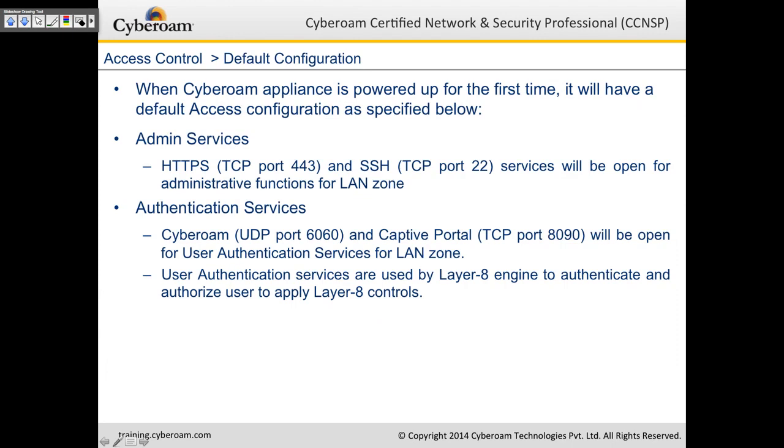Let's have a look at the default configuration for access control. When Cyberoam appliance is powered up for the first time, it will have a default access configuration as specified below. For the admin services, HTTPS will work on default TCP port 443, SSH will work on default port 22. For authentication services, it will work on UDP port 6060, and captive portal works on TCP port number 8090. These authentication services are used by Layer 8 engine to authenticate and authorize users to apply Layer 8 controls, which is the identity-based firewalling technology which we innovated.